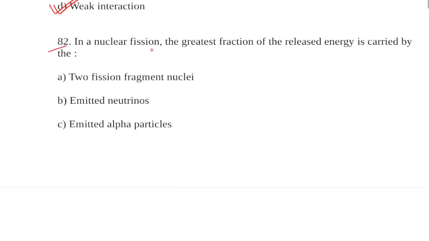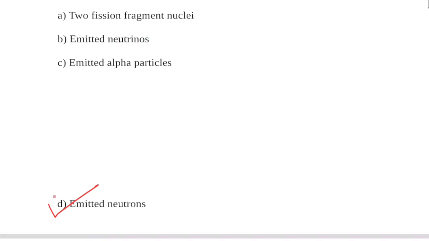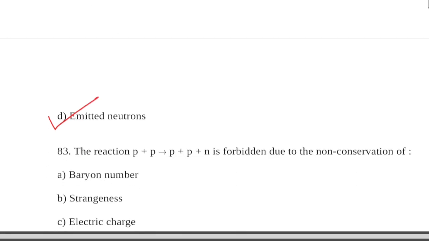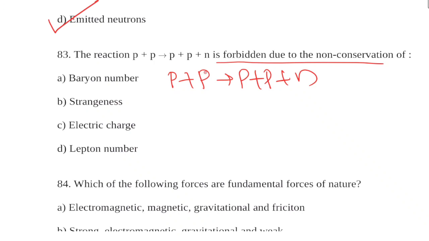Next, 82. In a nuclear fission, the greatest fraction of released energy is carried by the emitted neutrons. Okay, so this will be by emitted neutrons, not by neutrinos, by emitted neutrons. Next, 83. The reaction p plus p gives rise to p plus p plus n is forbidden due to the non-conservation of. Okay, so here you can check the baryon number for proton, it is 1, for proton 1, here 1, 1, 1. Here you can see baryon number is not conserved. Okay. So option A.